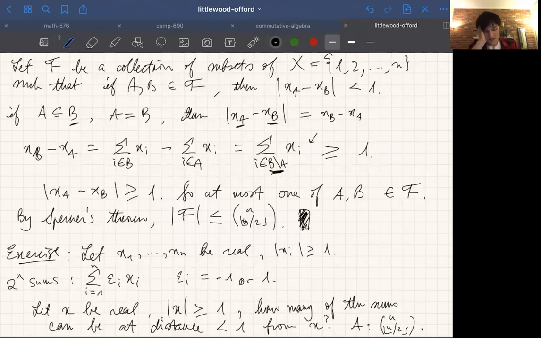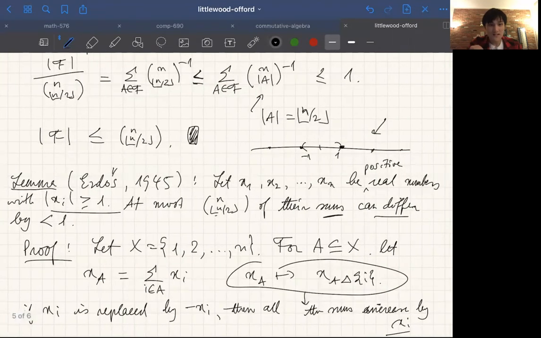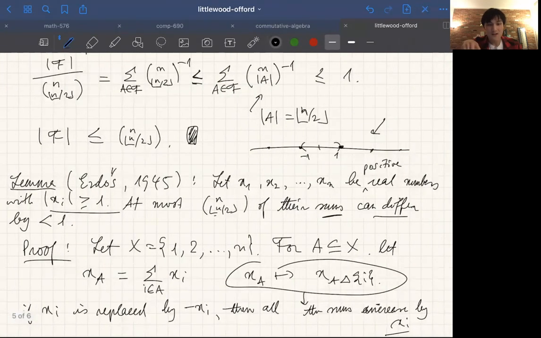Okay, and so that's actually the end of what I wanted to say. Before I leave though, I just want to note, this is for the real numbers, and Littlewood and Offord were actually interested in the same problem for complex numbers. And the same bound, n choose n over 2, is actually true for complex numbers. That wasn't proven until the 1960s. I think it was Katona, but I don't remember.